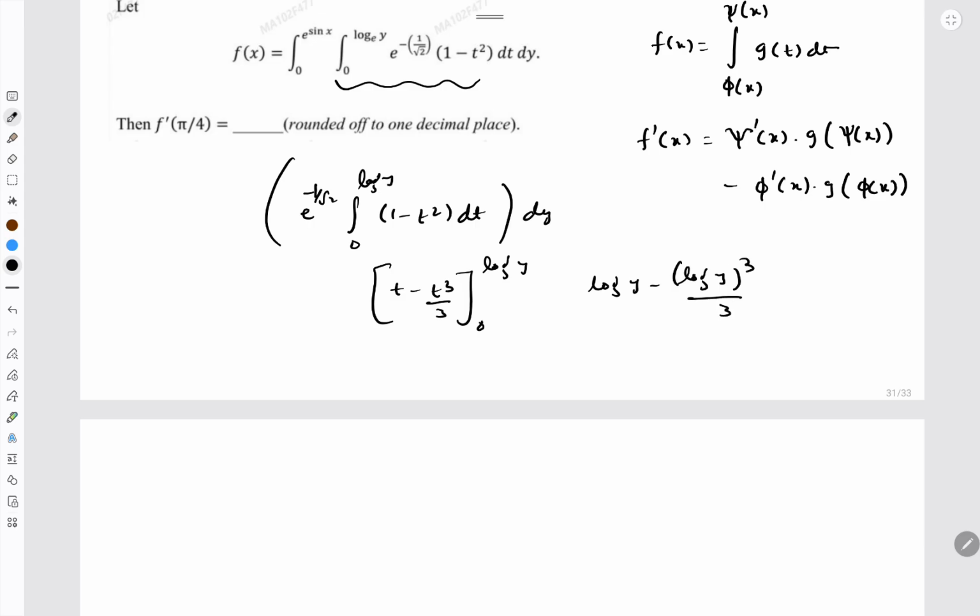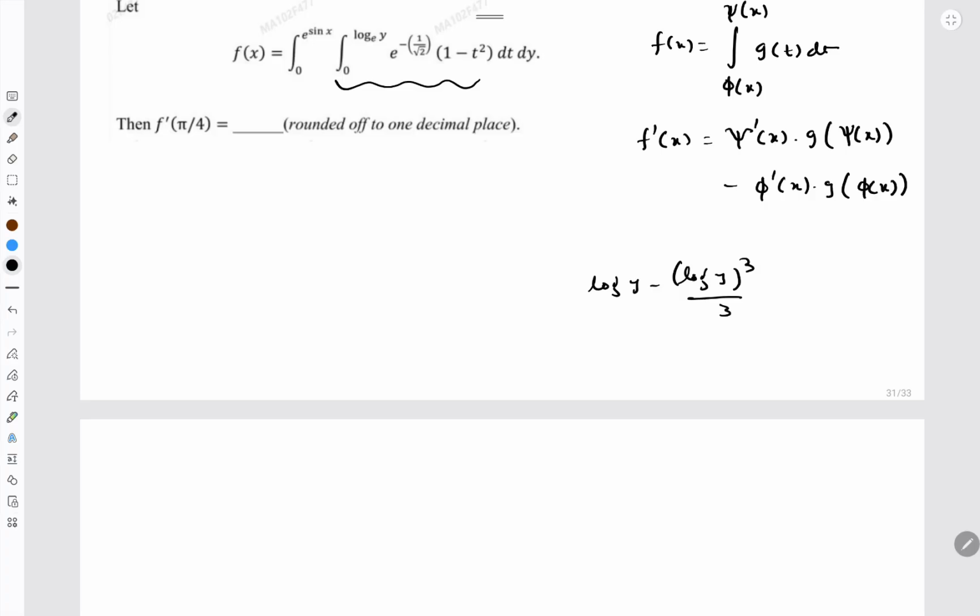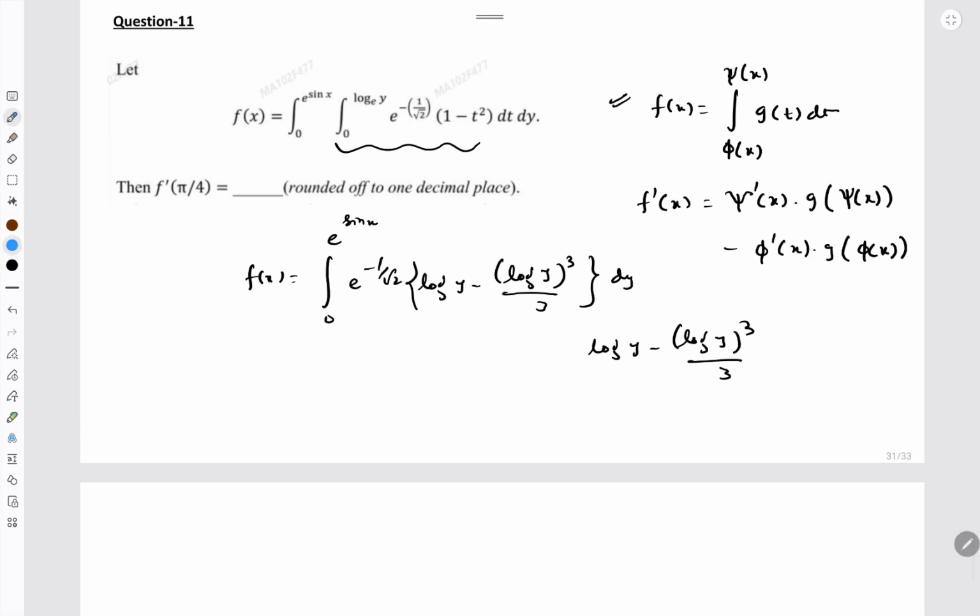So if I rewrite it, the inner thing becomes f of x is equal to the integral from 0 to e power sin x of e power minus 1 by root 2 multiplied by log y minus log y whole cube upon 3, dy. So it is of this format right now. I have a function of the other variable and integral of that variable, and in the limit I have a function of x. 0 is a function of x, but this term will get cancelled out. We have e power sin x in the upper limit.